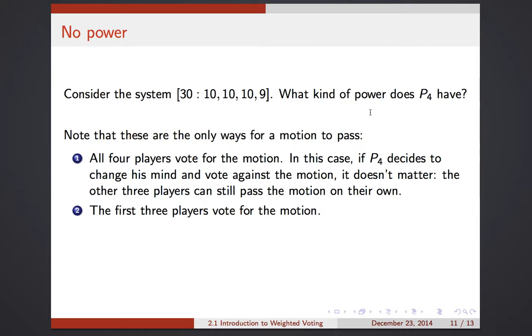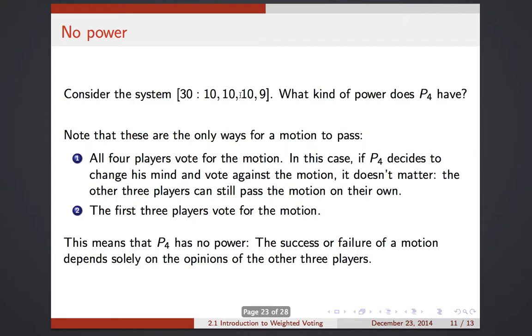Yeah, so here's just a summary of what I said. There are only 2 ways for a motion to pass. All 4 players can vote for it. And in this case, if player 4 decides, oh, I don't want it, it doesn't matter. The other 3 players can still pass the motion on their own. The only other way for a motion to pass is for the first 3 players to pass the motion, and player 4 doesn't matter there either. So, player 4 has almost as many votes as the other 3 players, but his opinion is irrelevant. It doesn't matter what he thinks. The first 3 players decide everything on their own. Yeah, so the success or failure of a motion doesn't depend on what player 4 thinks at all.